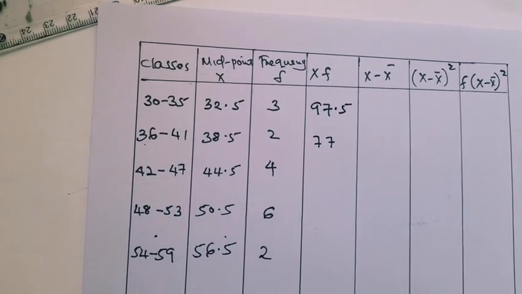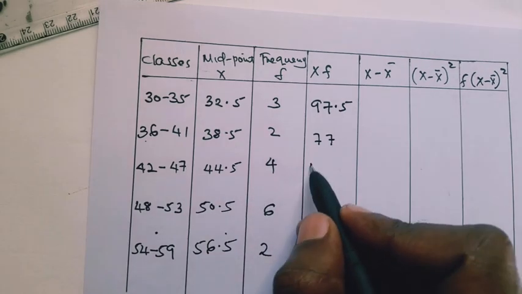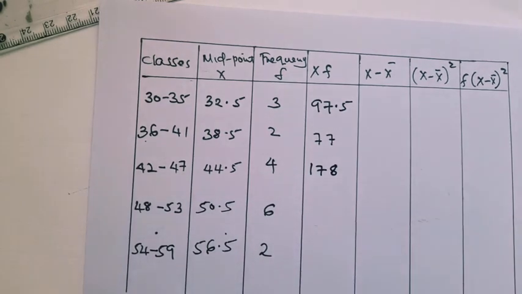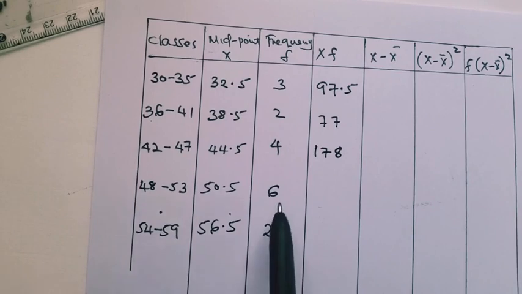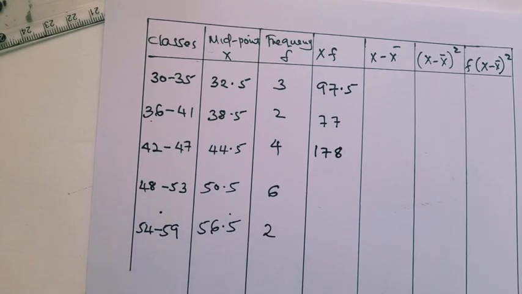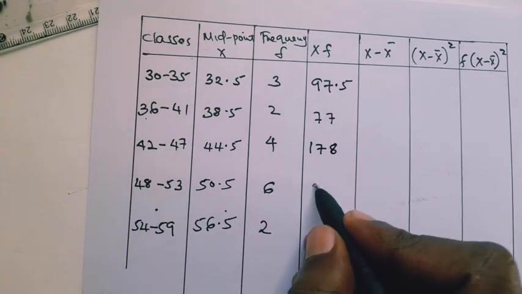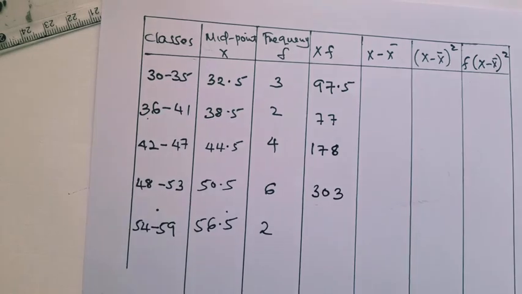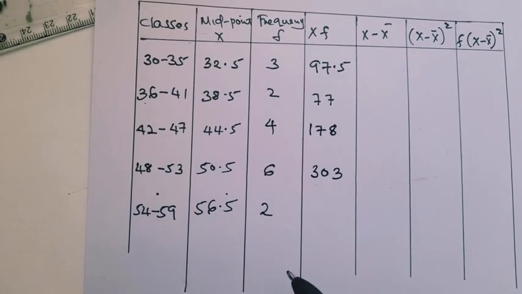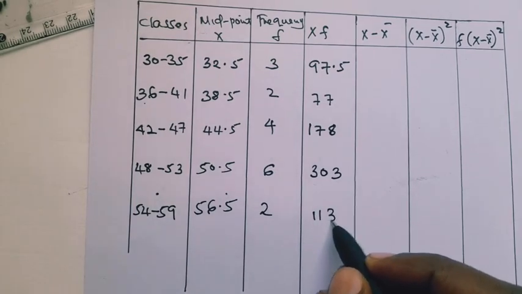Then we have 4 times 44.5, it gives you 178. Then 6 times 50.5, it gives you 303. And then lastly, 2 times 56.5, it gives you 113.